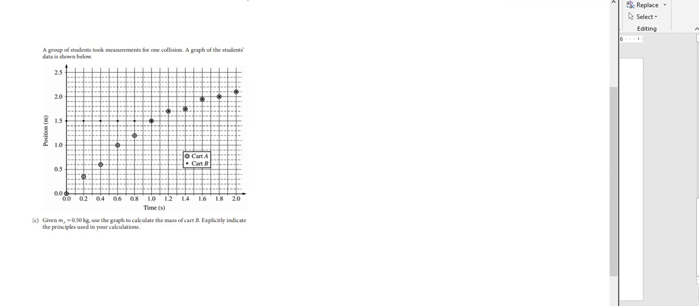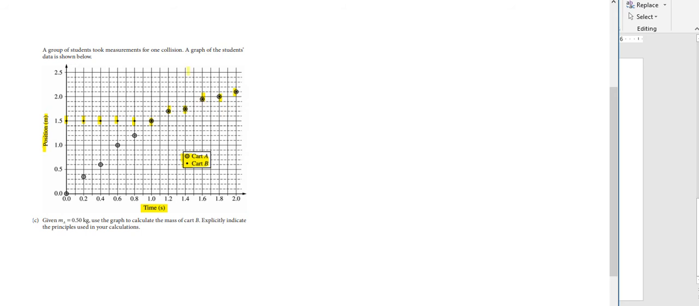Okay, this one's kind of weird. I don't think their graph is so great, but watch out for this. A group of students took measurements for one collision. The graph of the students' data is shown. Notice it is a position versus time graph, and they have this little legend: the big dot's cart A and the little dot's cart B. I'm going to highlight these because I did not see the little dots to start off with. If you notice, it's really difficult to see, but these have big dots and little dots in them.